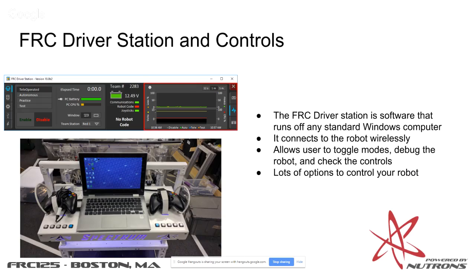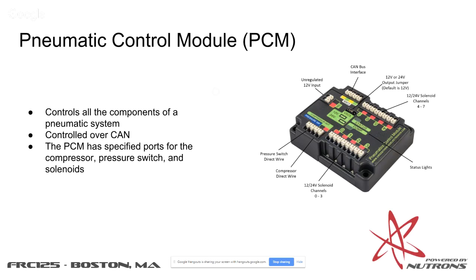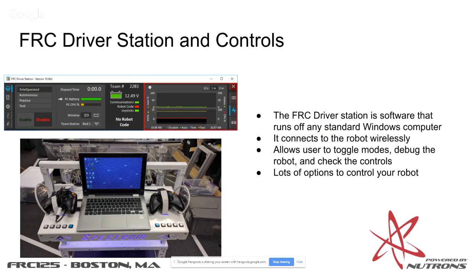It's also what you use to connect controllers, and that's basically how you control the robot. You should become very acclimated with it because that's how you test things. You can use it to debug with Smart Dashboard or Shuffleboard. That's how you get those things. You can also see some things like communications, robot code, and joysticks.